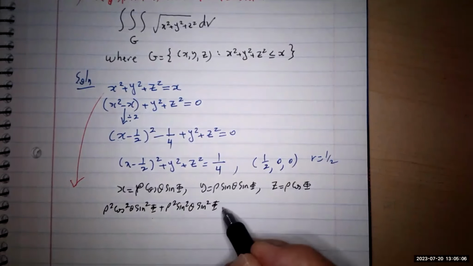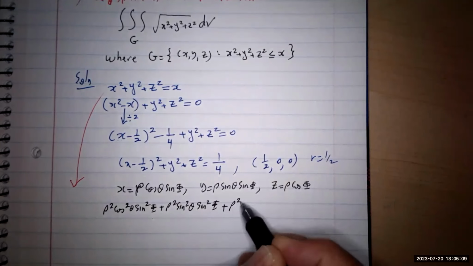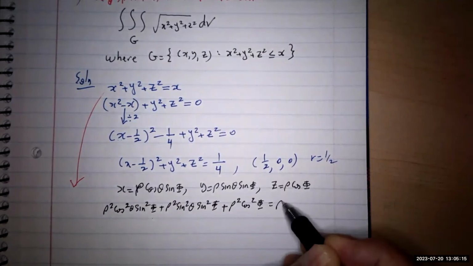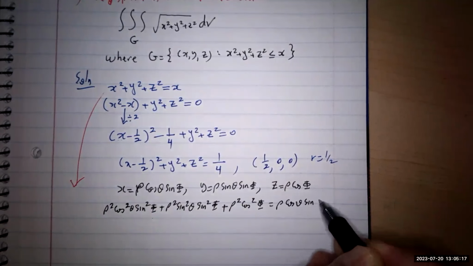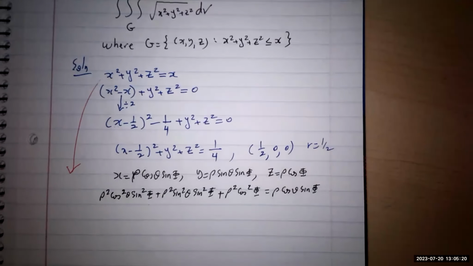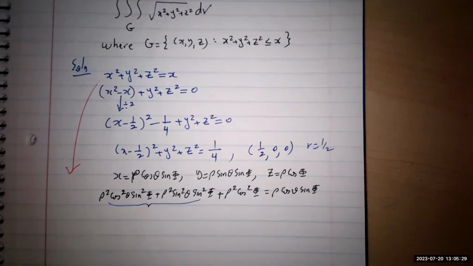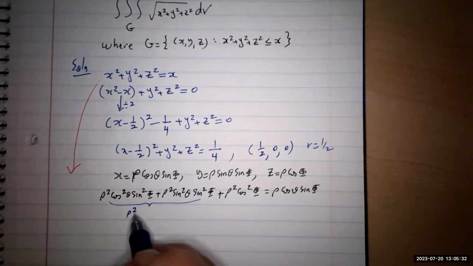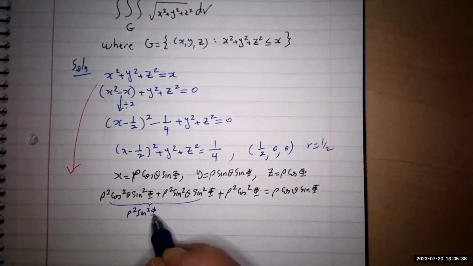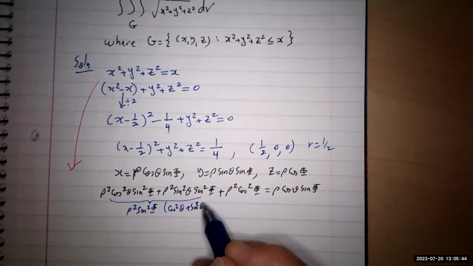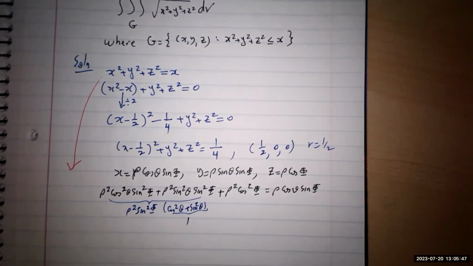And z is going to be rho squared cosine squared of the phi. And x is simply rho cosine of the theta sine of the phi. You see, that's the situation we're going to have. Now, a little bit of algebra makes things easy for you. You can factor out the rho squared, what's that? Sine squared of the phi. If you factor out, the leftover is cosine squared plus sine squared, which is 1. So that gives you 1.